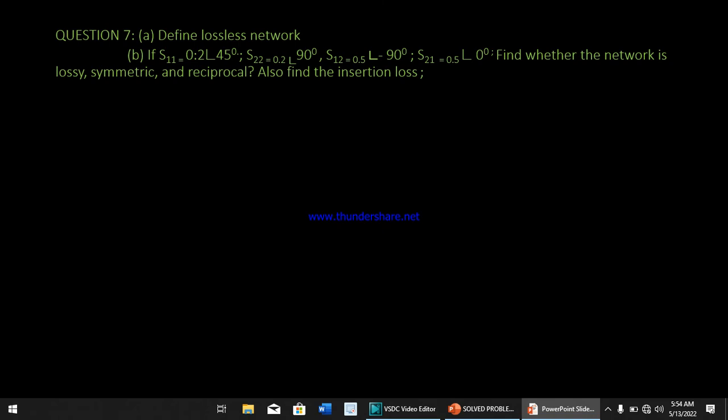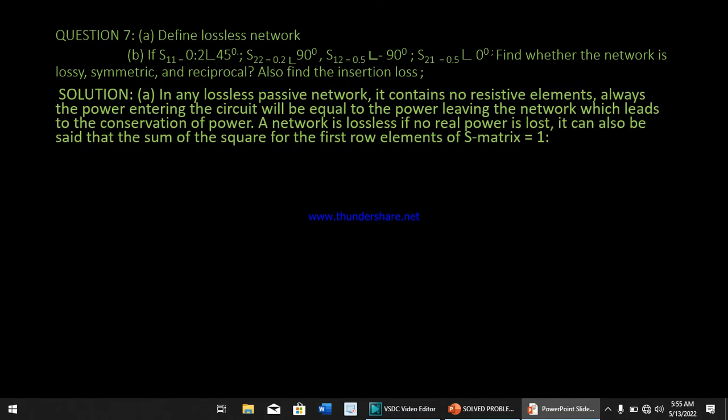Question 7. Define lossless network. And the B part says, if S11 is equal to 0.2, S22 is 0.2, S12 is 0.5, and S21 is 0.5. Now find whether the network is lossy, symmetric, or reciprocal. Also find the insertion loss.